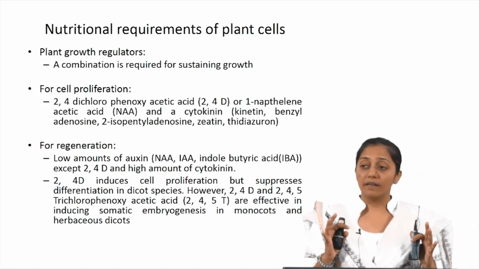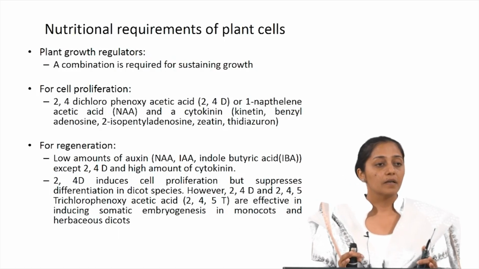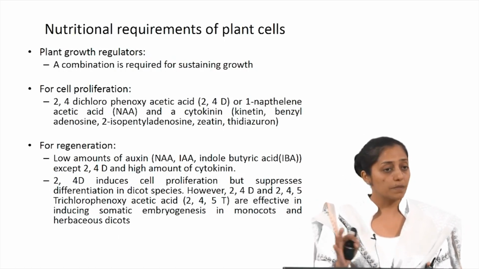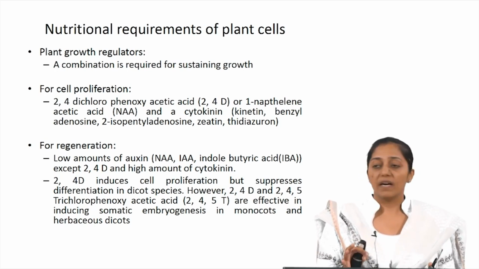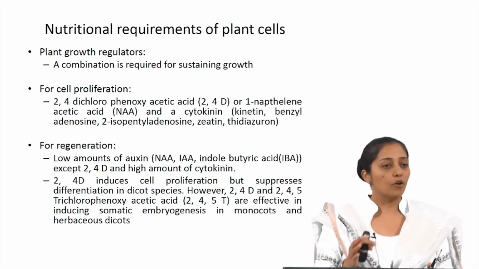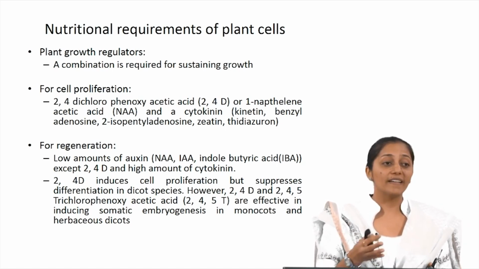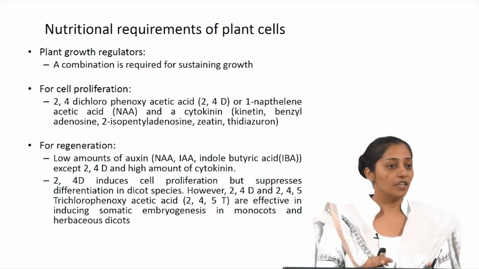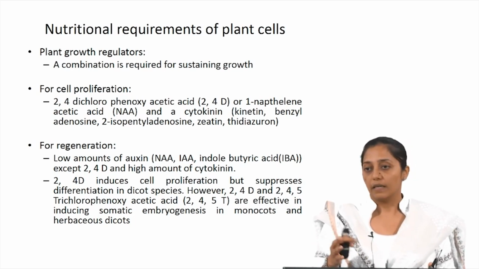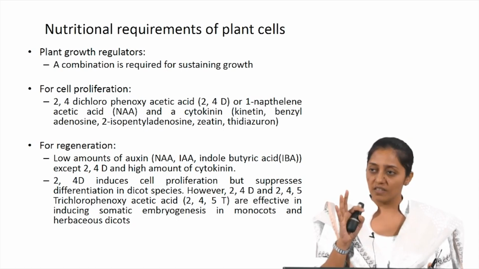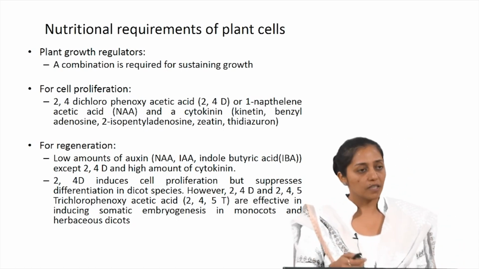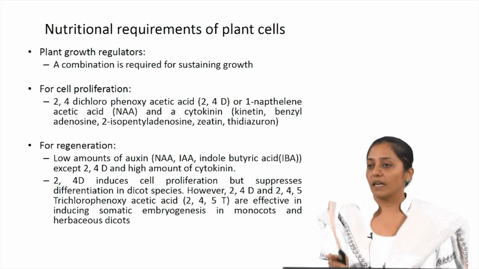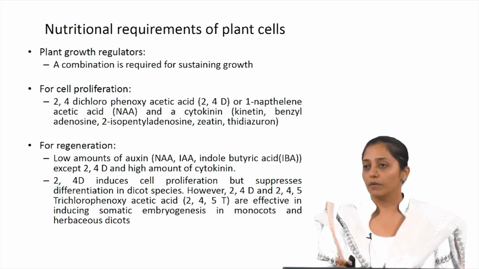So, now some general guidelines, but let me tell you, these guidelines are general because they have been found to work for most species, but it does not mean that, depending on what species you are working with, the same concentration or the same hormone would work in that particular species. You can take it as a guideline, but optimization is still essential. So, what are these general guidelines? A combination of plant growth regulators is required for sustaining the growth of in vitro cultures.